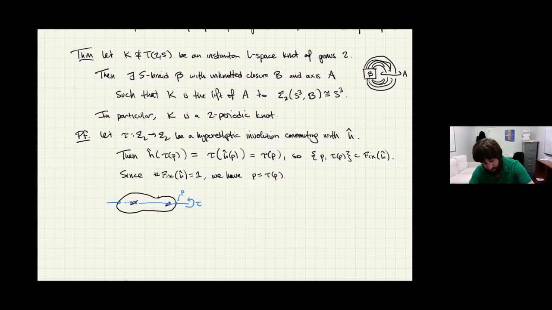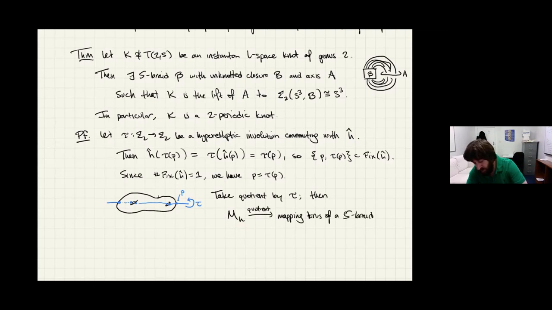So, right. We take the quotient by tau, then this quotient sends the mapping torus of our monodromy H, and I've drawn it without a hat now. H is just the monodromy of the knot complement. So how do we get that? We just remove this point P that we used to cap it off. And we get that this mapping torus is sent to, by this quotient action, the mapping torus of some 5 braid in S3.